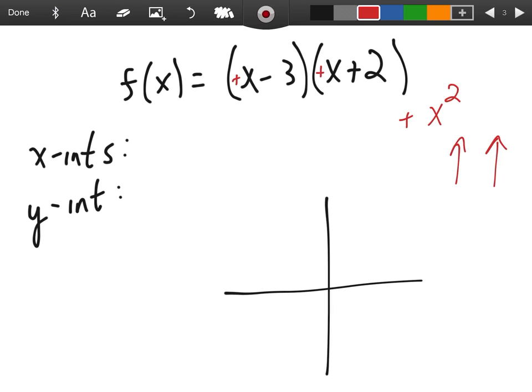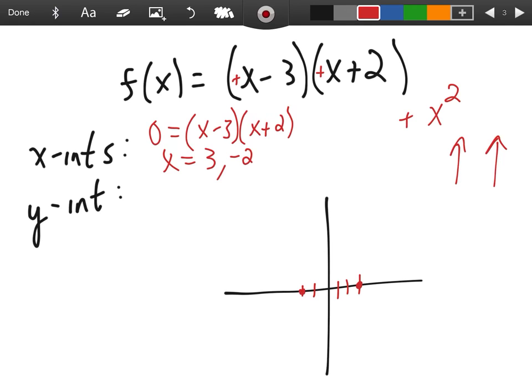Then for x-intercepts, that's when f of x is equal to 0. Well, when is 0 equal to x minus 3 times x plus 2? That's just at x equals 3 and negative 2. So at negative 2 and at 3 there.